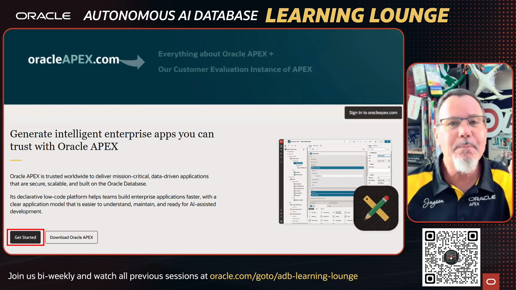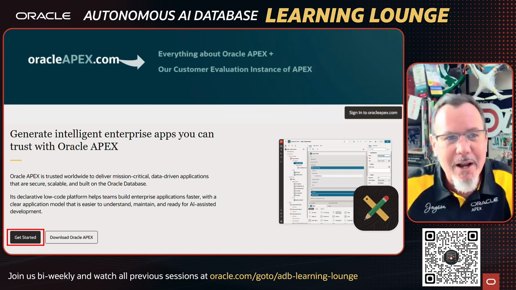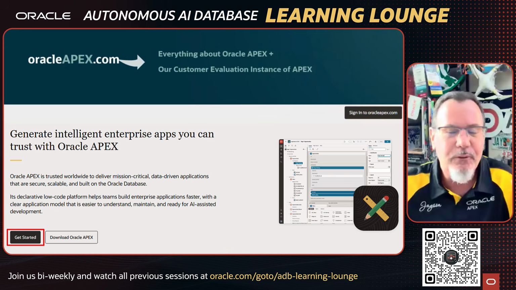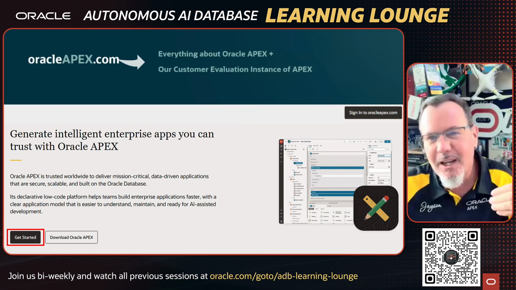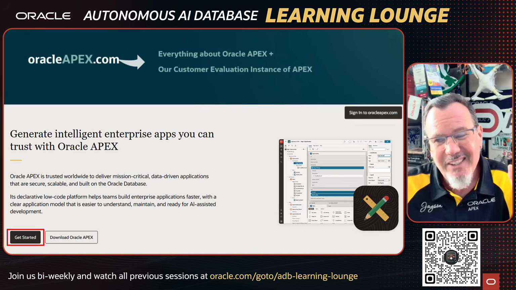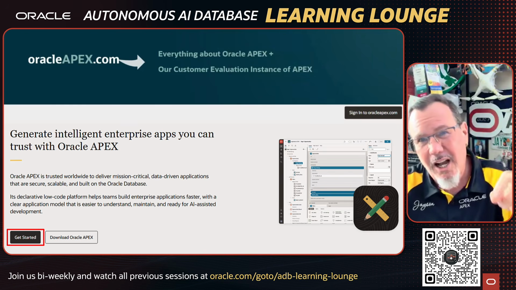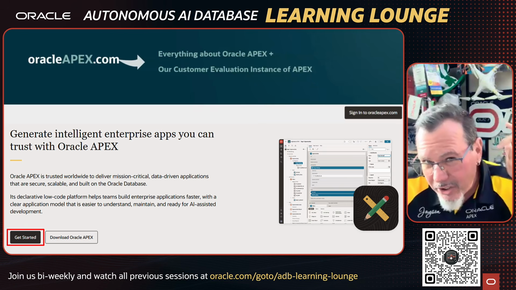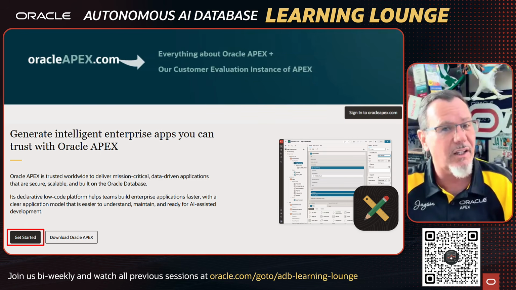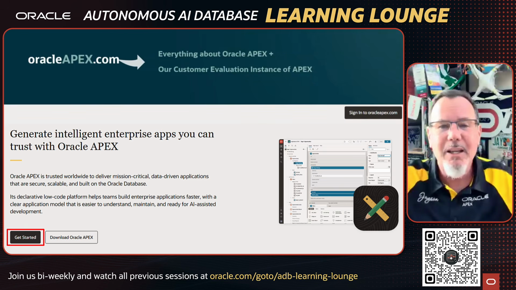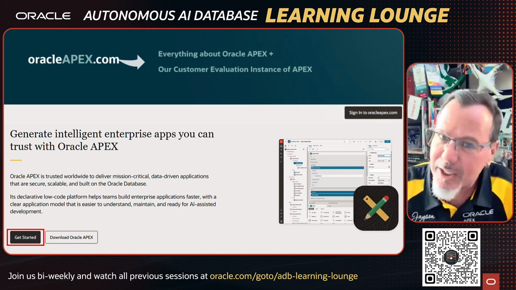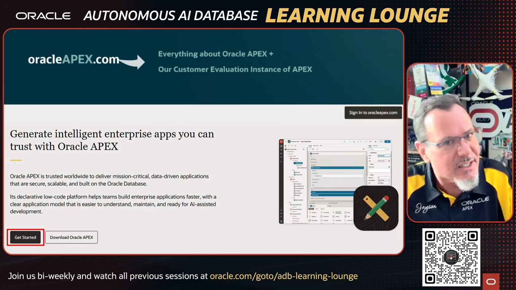So oracleapex.com is the next big thing to know about. It's our new website. If you've only been joining some of these calls about Apex in recent history, this is pretty new. Oracleapex.com is a new domain, and it's in addition to the apex.oracle.com, and also in addition to the oracle.com/Apex URLs. But ultimately, everything about Apex can be found here, including our customer evaluation instance of Apex.